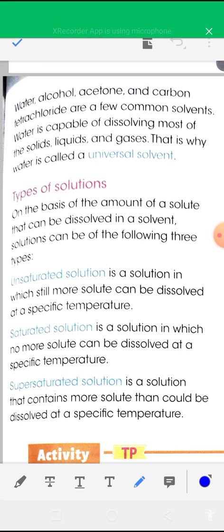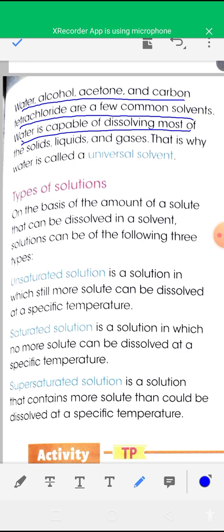Now see some examples of solvents. Common solvents are water, alcohol, acetone, carbon tetrachloride. Water is the most important solvent. Water is capable of dissolving most solids, liquids and gases. That is why water is called the universal solvent.